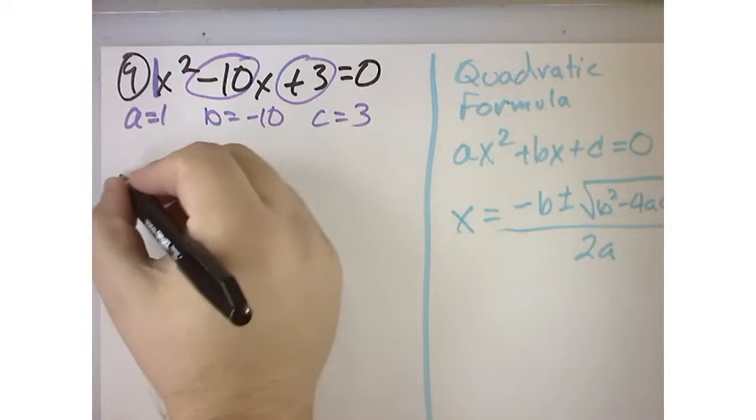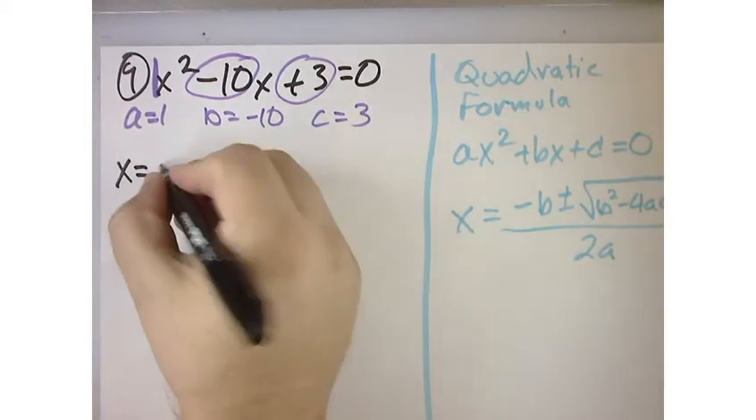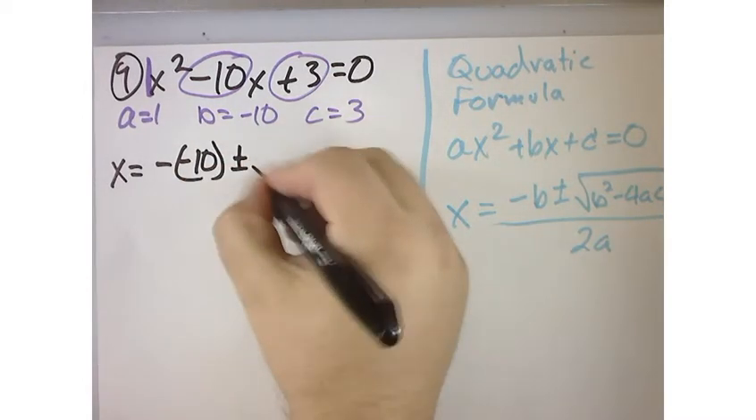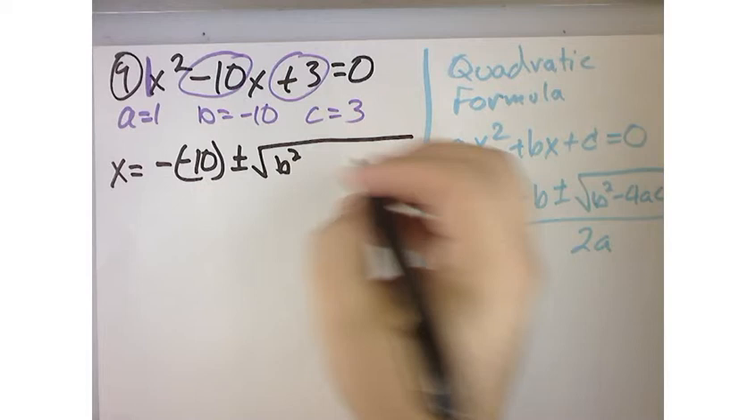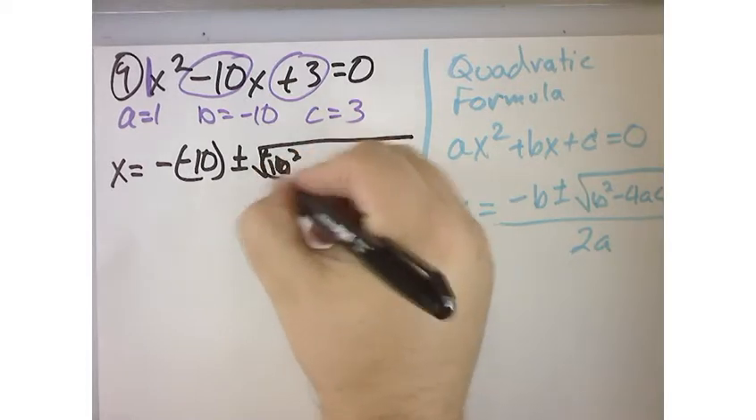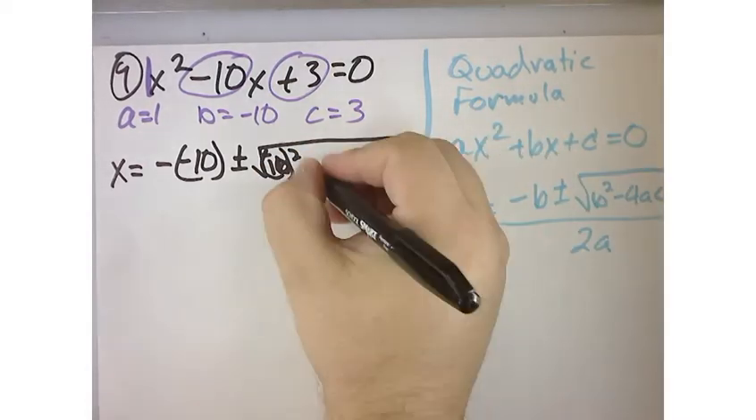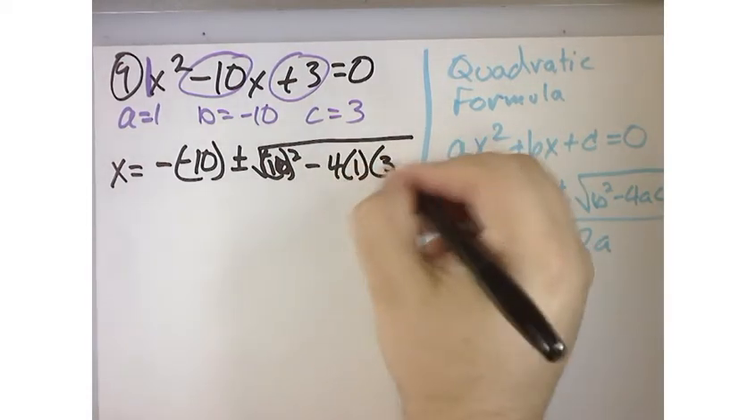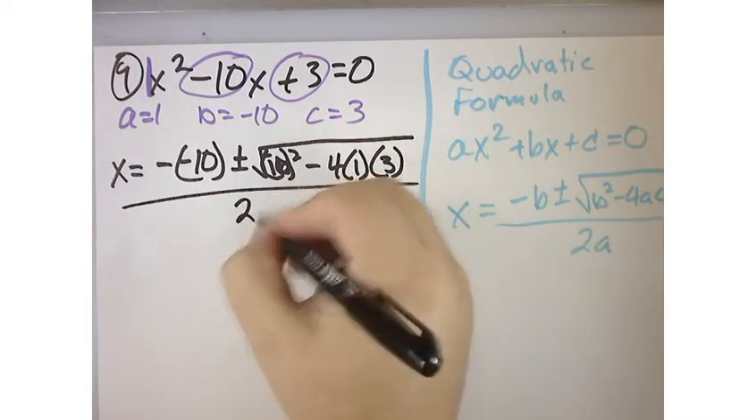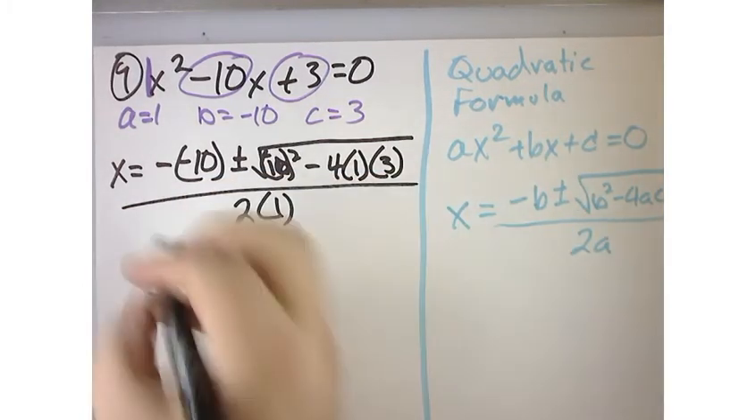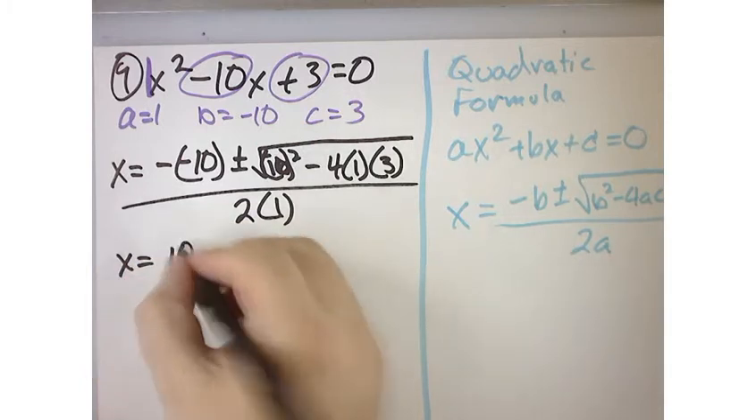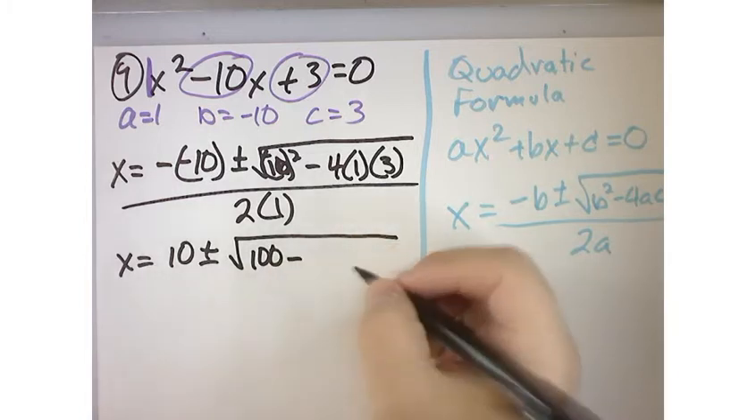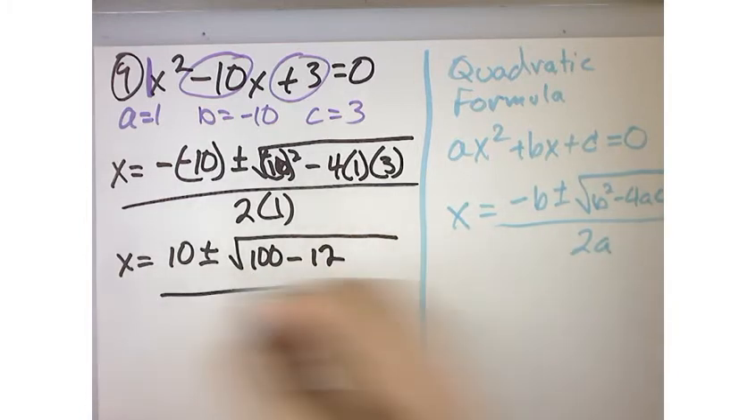So what I'm going to do is I'm going to say that x is equal to negative b, which is negative 10, okay, plus or minus the square root of b squared, which is negative 10 squared, minus 4ac. So I'm going to say 4 times 1 times 3. All over 2 times a, which is 1. Well, that gives me x is equal to positive 10 plus or minus negative 10 squared is 100 minus 12 all over 2.